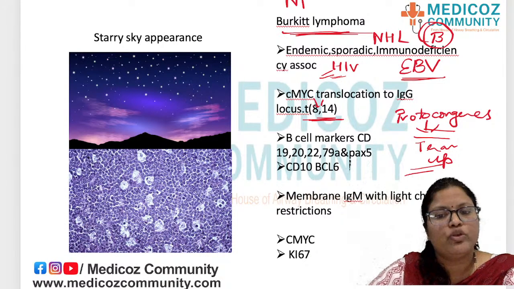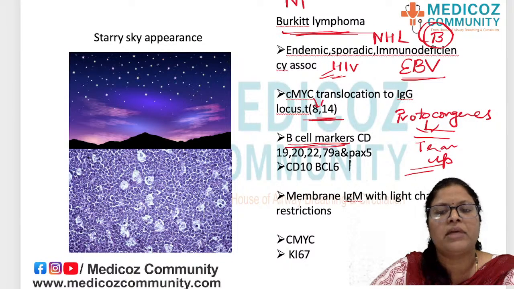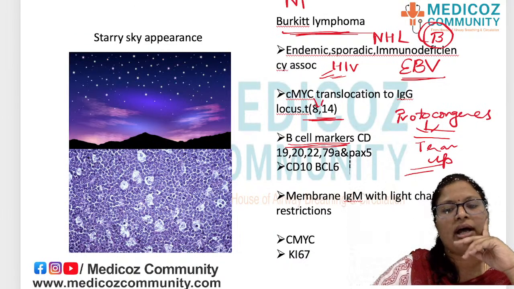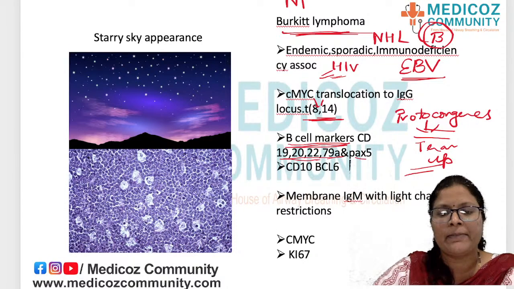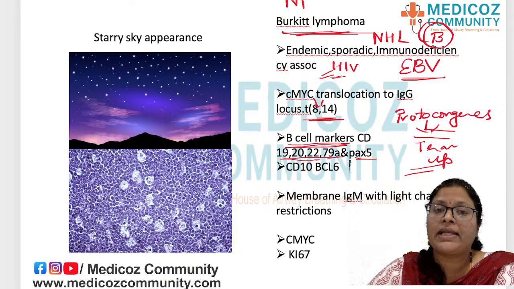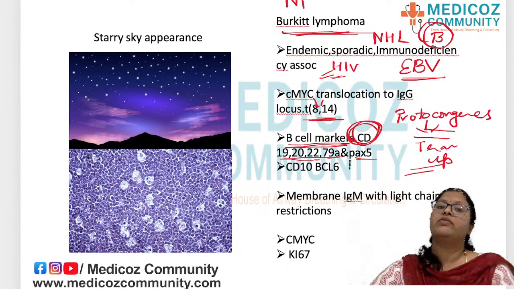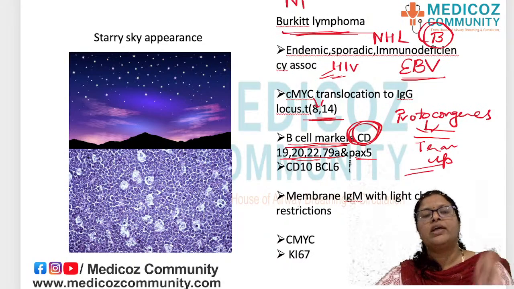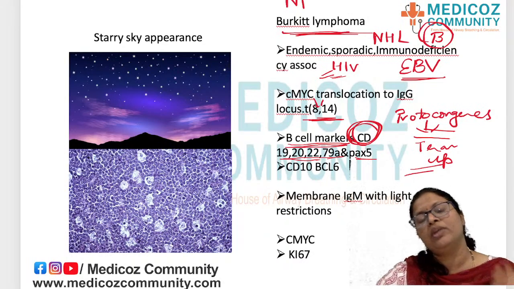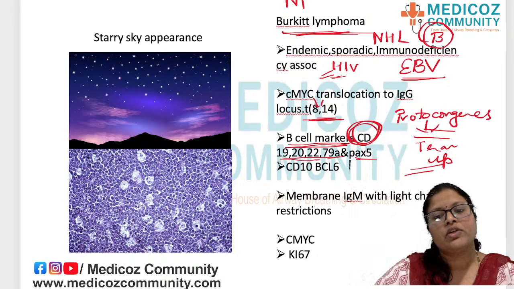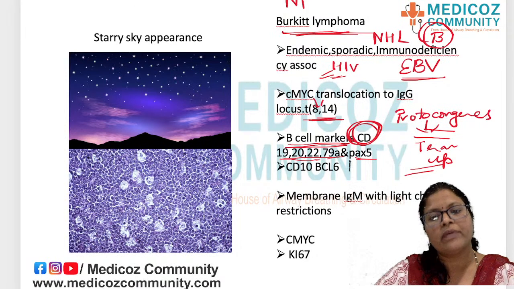Burkitt's lymphoma. Obviously, this expresses all the B-cell markers: CD19, 20, 22, 79A. All these are specific for your B-cell. PAX5. All these things are questioned, that's why I'm taking my time and reading it slow. CD markers, your cluster of differentiation markers, in each lymphoma are important. We'll have a separate session where I'll give you mnemonics and help you learn all the CD markers. For now, let's stick to Burkitt's lymphoma.